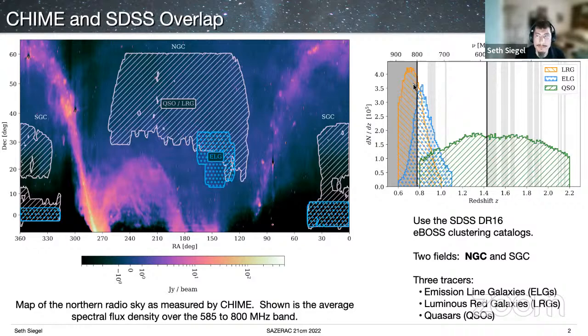The grayed out redshift ranges correspond to frequencies that are inaccessible to CHIME. The quasar catalog has excellent overlap with our frequency range. The ELGs and LRGs are at a lower redshift and are heavily distributed at the upper edge of our frequency band. For this analysis, we've restricted our attention to frequencies between 585 and 800 megahertz because they're relatively clean of RFI.